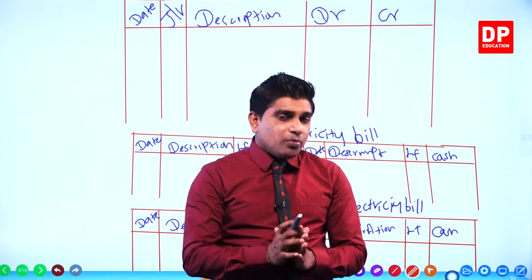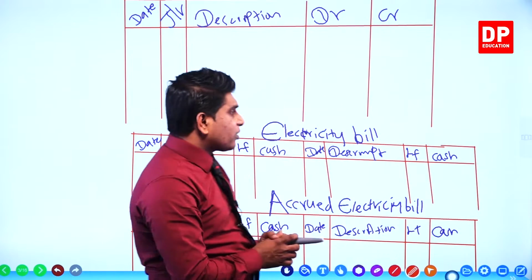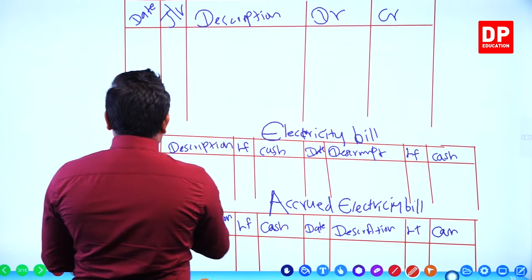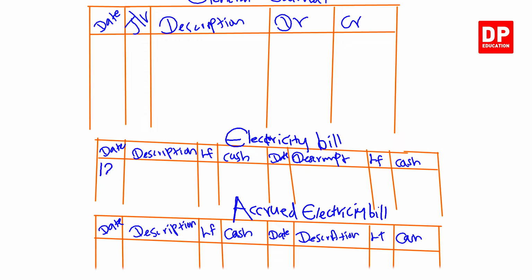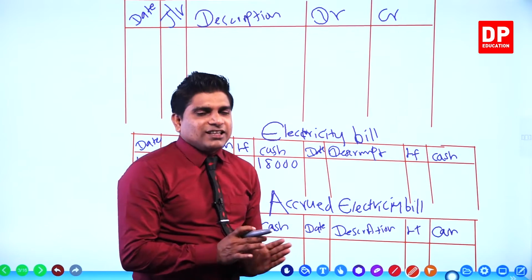But they already paid how much? 18,000. It should be recorded in the electricity account. Which side? Debit side. We have done this in the previous transaction also. There we write it as cash. How much? 18,000. It is the amount they have paid, right? This is not the transaction. This is just detail, right?